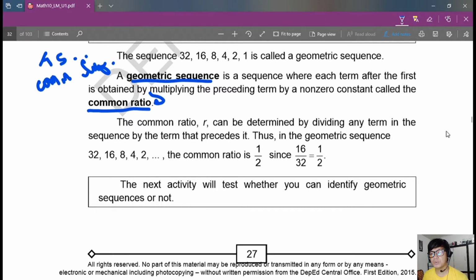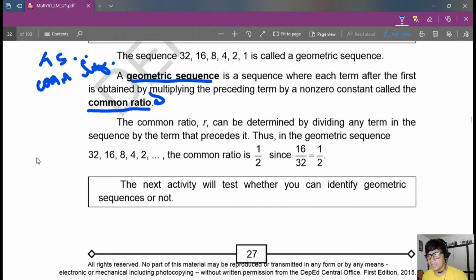So, paano ba kinukuha yung common ratio? Or ano ba ang common ratio? The common ratio, or R, can be determined by dividing any term in the sequence by the term that precedes it. Thus, in the geometric sequence 32, 16, 8, 4, 2, the common ratio is 1/2. Since 16 over 32 is equal to 1/2, which is the lowest term.